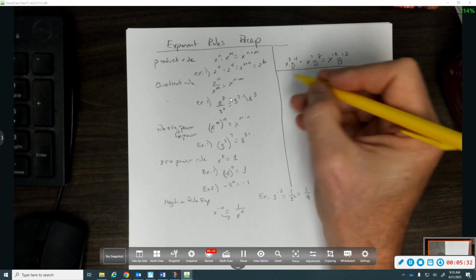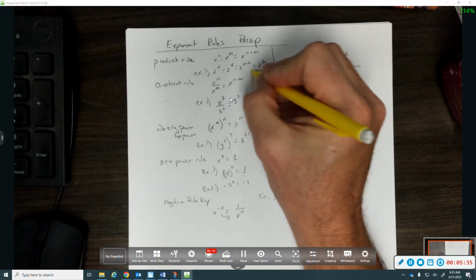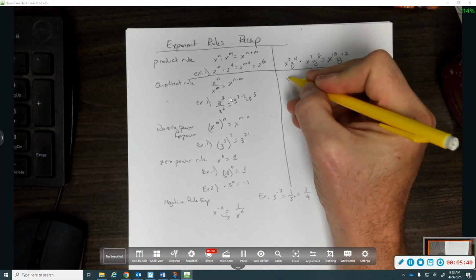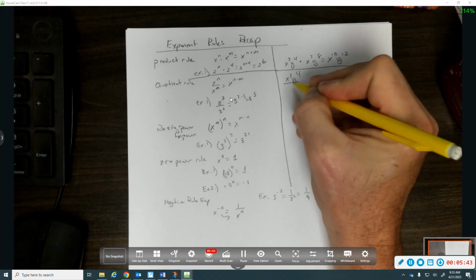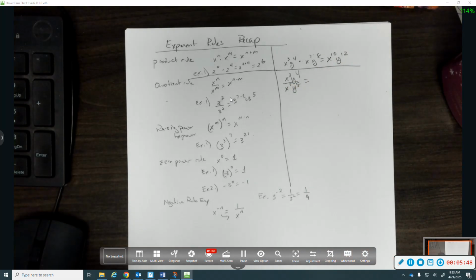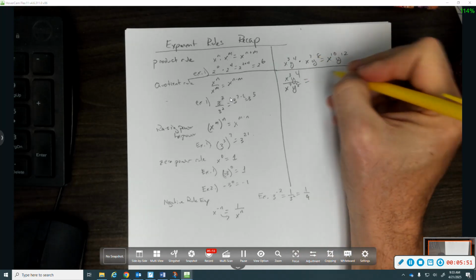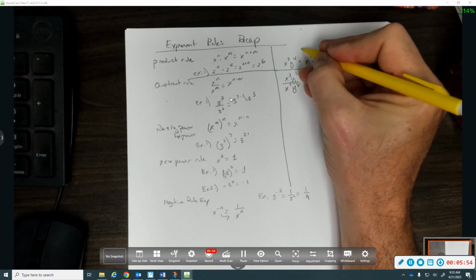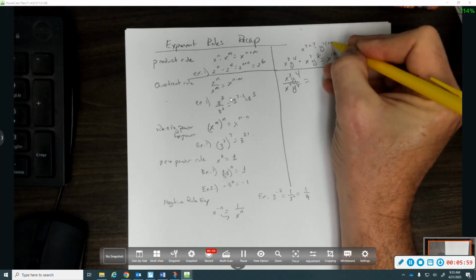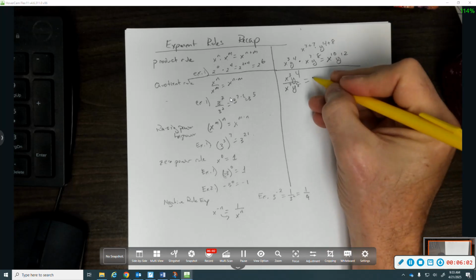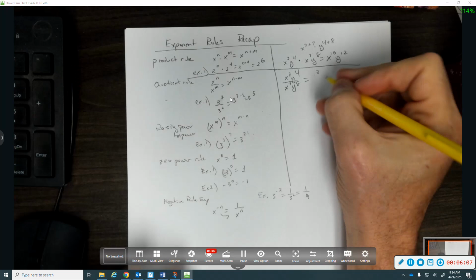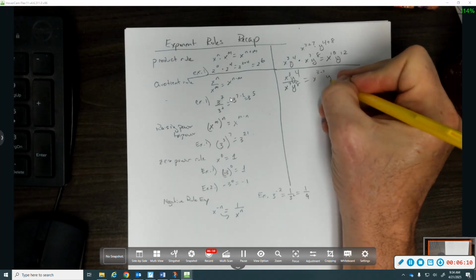And likewise, that was the product rule. Now with the quotient rule, I can do the same thing. I could say x to the third, y to the fourth, over x to the seventh, y to the eighth. This is going to lead us into some negative exponents as well, because up here we said x to the 3 plus 7 times y to the 4 plus 8, and we get 10 and 12. Here we're going to have x to the 3 minus 7, and then y to the 4 minus 8.